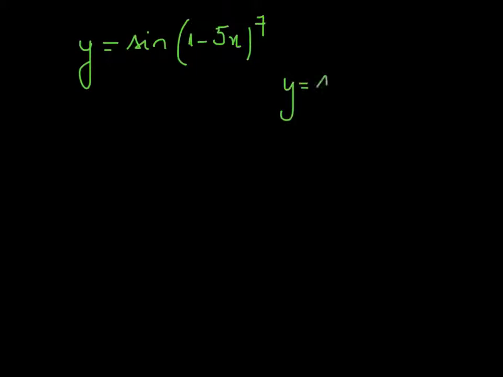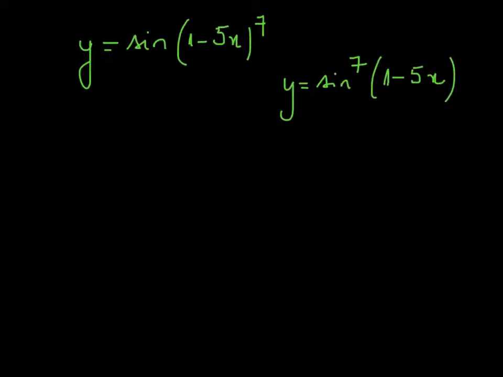Sometimes it's required to apply the chain rule more than once. So then you need to show all the steps in order to make sure you don't make mistakes. Let us take an example. Y equals sine of 1 minus 5x to the power of 7. So see, it is different from y equals sine to the power of 7 of 1 minus 5x. Let's actually do both of them.